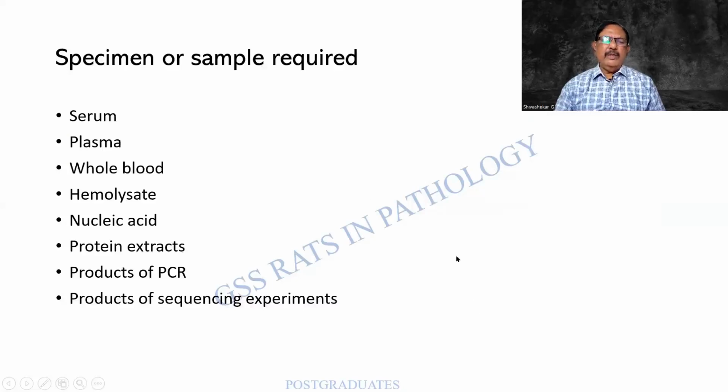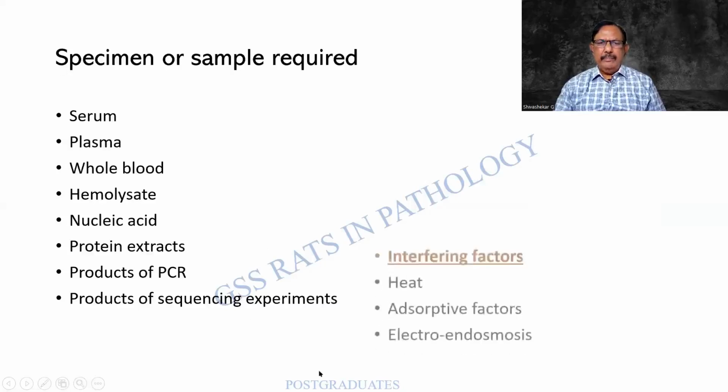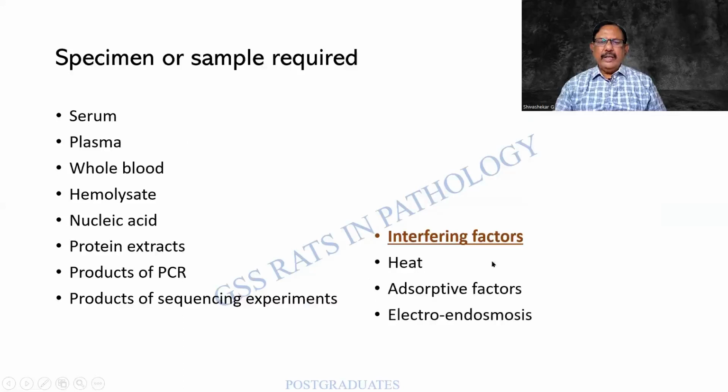And what is the specimen or the sample that is required? It can be done in serum, plasma, whole blood, hemolysate. The blood is lysed. Nucleic acid, protein extracts, products of PCR, and sequencing experiments. This I think we will have to buy. The factors that are interfering can be heat and absorptive factors. It makes the components get stuck to the medium. And electroendosmosis. Endosmosis is again a perpendicular permeation that should be avoided.